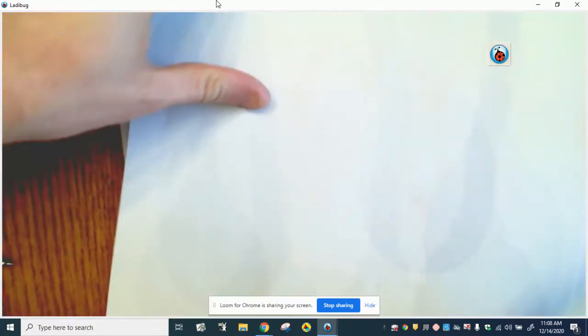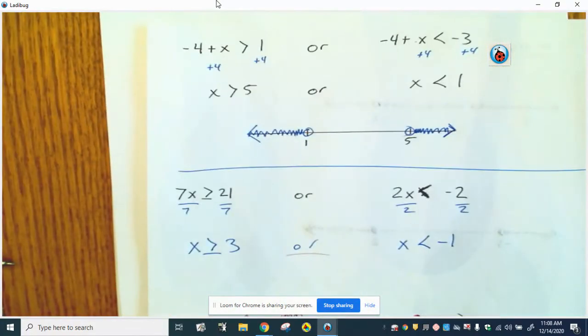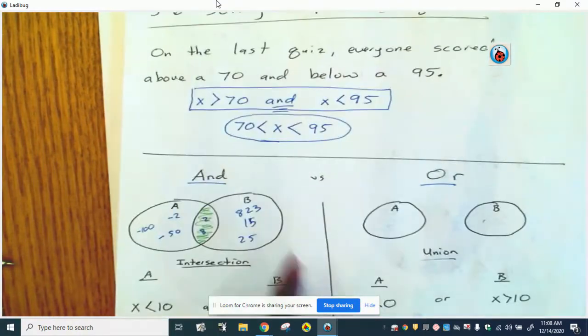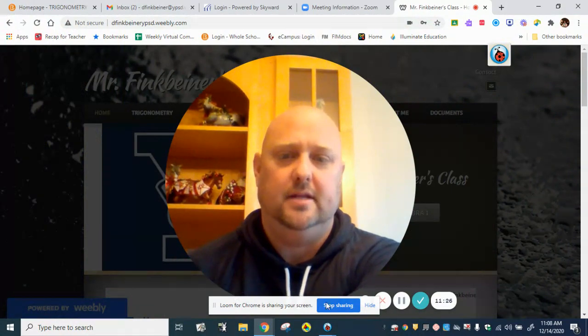That's really about it, guys. So try a few of these. Again, make sure you really understand the difference between "and" and "or." That's really the biggest thing out of this section. But try some of these and let me know how it goes. Okay? I'll talk to you guys later.